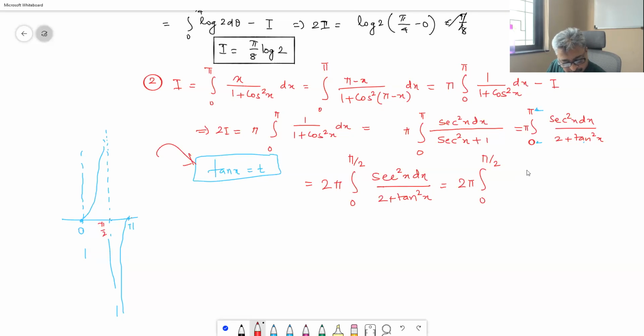It is dt upon 2, dt upon 2 plus t square, which ends up being equal to 2 pi upon root 2 tan inverse t upon root 2 to be evaluated from 0 to infinity. We have to put that if x is equal to 0, t is equal to 0. If x is equal to pi by 2, t is plus infinity. So if we substitute it here, we get the answer pi square upon 2 root 2.